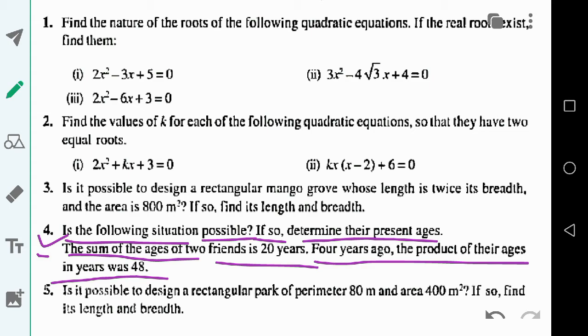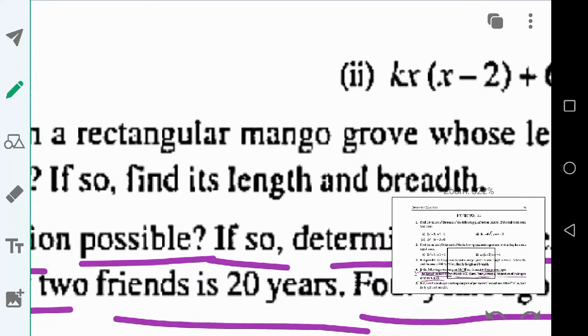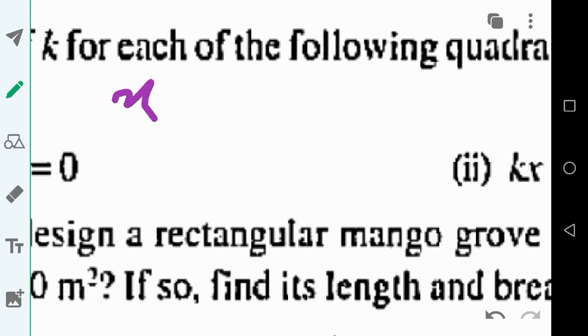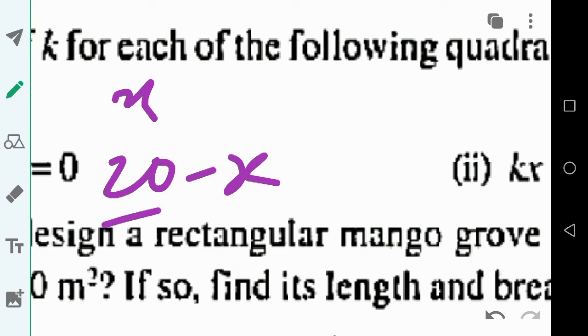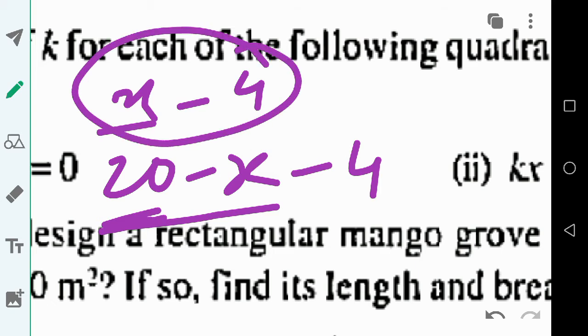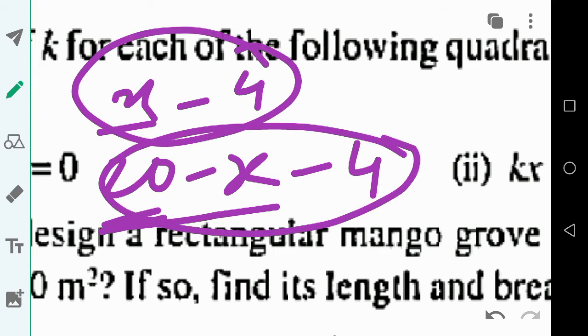So let us assume the age of one friend. Let the age of one friend be x years, so the other friend is 20 minus x years. Now the sum of the ages of the two friends is 20, that's why if one friend is x years old, then the other friend must be 20 minus x years old, and 4 years ago their ages were x minus 4 and 20 minus x minus 4 years. And 4 years ago the product of their ages was 48.